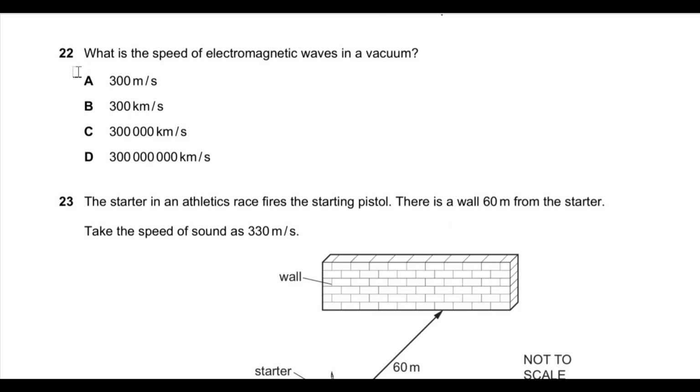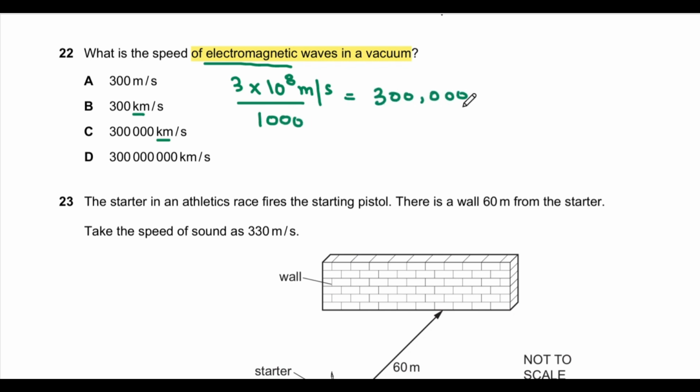Question number 22 says, what is the speed of electromagnetic waves in vacuum? In vacuum, all electromagnetic waves have the same speed, which is 3 × 10^8 meters per second. But our question is asking for the value in kilometers. So we have to convert it into kilometers by dividing it by 1000. When we divide this value by 1000, we will get this value, and this is option C.